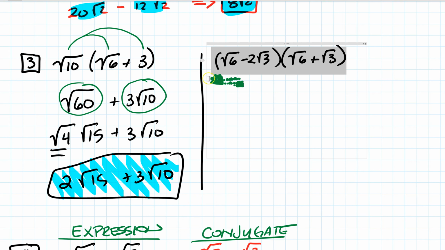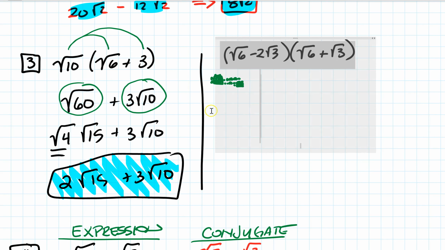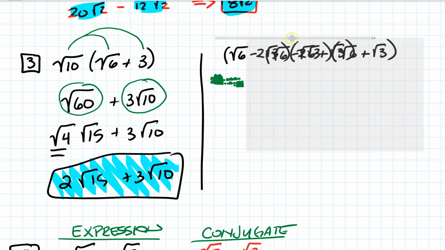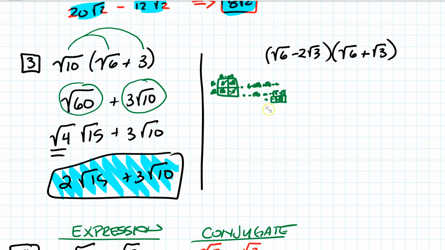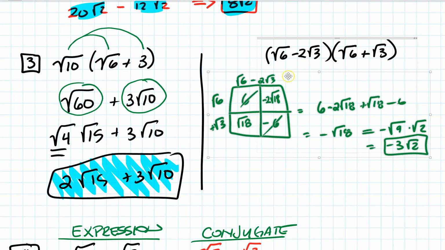This one's way more interesting though. Check this out. I am going to move this for a second over here. Then I'm going to grab this and show you how to do this one. Let's see how to arrive at the answer of negative 3 rad 2. Here's what you do. I set up a box method. I do 6 minus 2 rad 3 on the top and 6 plus radical 3 on the side.